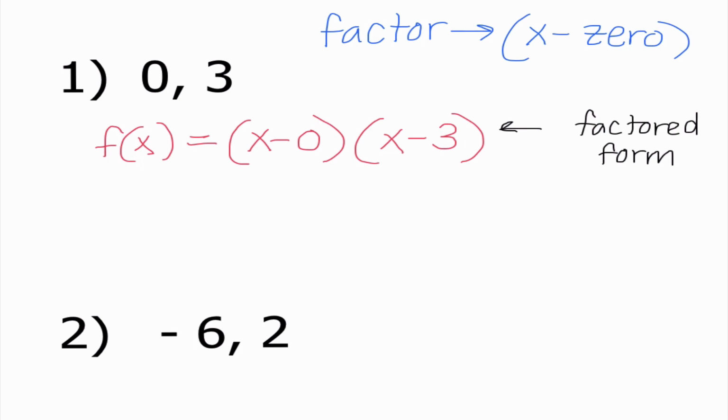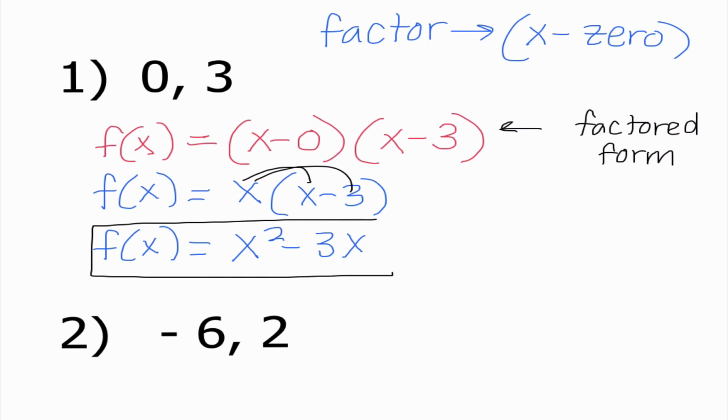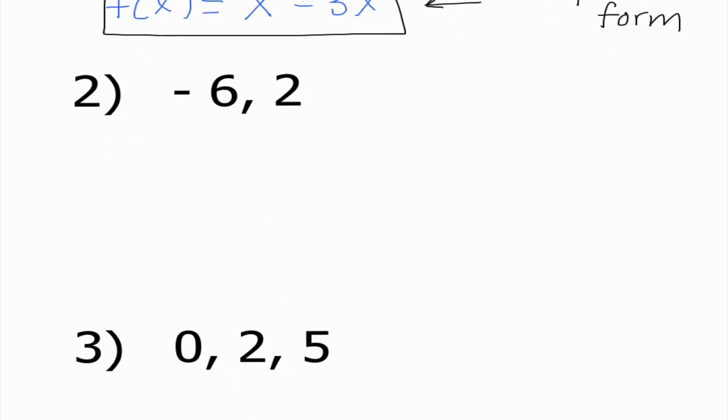Now though, we do need to simplify it, so I'm going to write f of x equals x times the quantity x minus 3, and I'm going to multiply that by distributing this x to both terms, and I get f of x equals x squared minus 3x. I cannot simplify this any further. So we call that our simplified form. Our math today isn't going to be that difficult. It just might seem slightly time consuming. So let's go ahead and look at number 2.